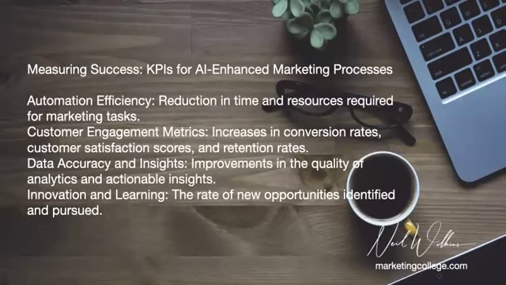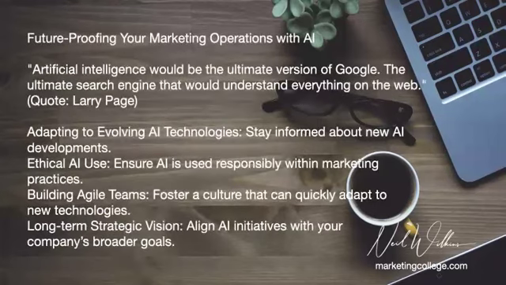What we're looking at now is this new AI-enhanced marketing process of engagement metrics, where we're looking at the right kind of data, and the accuracy and the insights from that data will enable us to make improvements that we've never known before. So the innovation, the rate of learning, the rate of new opportunities that we identify is going to go through the roof. We just have to start mapping our processes. It really is that simple. And by doing this, we're future-proofing our marketing operations. We really are, with or without AI.